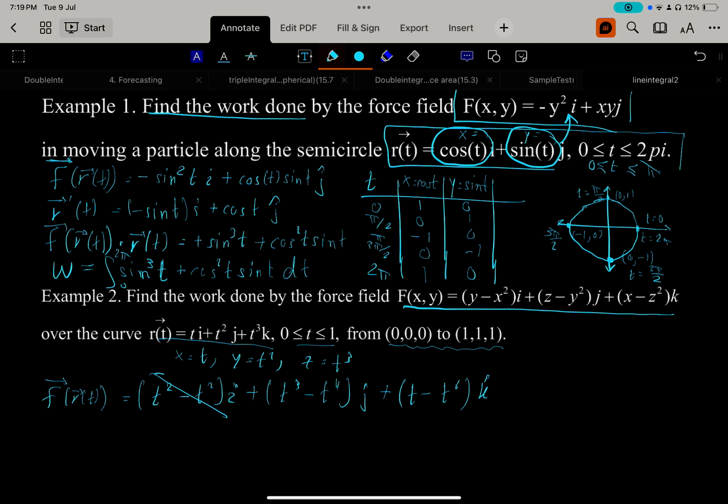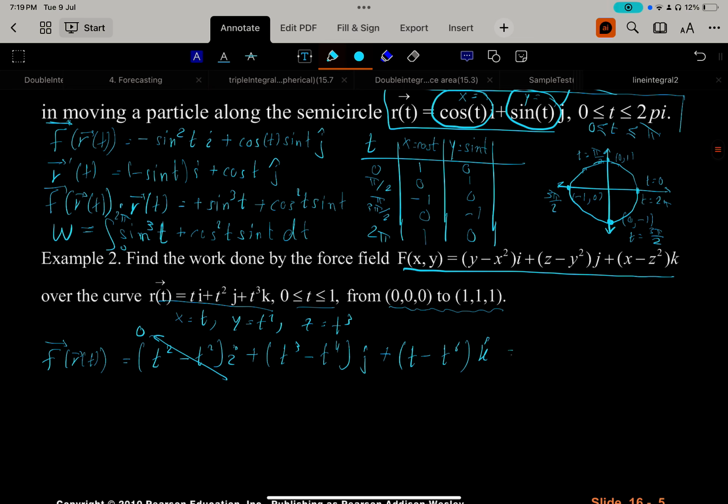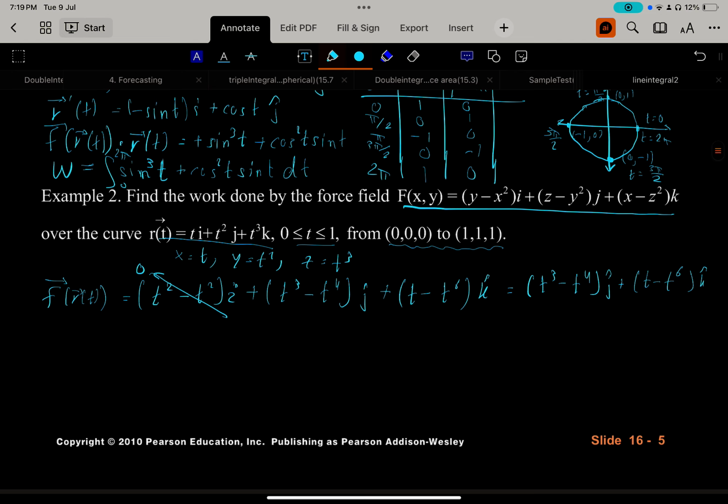So this is basically just t to the 3 minus t to the 4 j plus t minus t to the 6 times k. It's interesting. And now this is f of r of t. Now let's find dr over dt. It's just i plus 2t j plus 3t squared k.